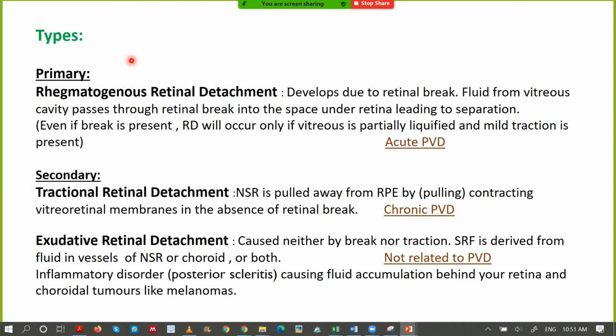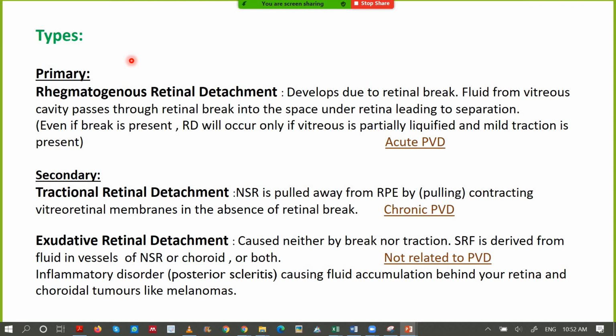The secondary type is due to traction. When there is an elongation of the eye, for example if the patient is highly myopic, that is going to stretch the retina. When there is stretching, there is a pulling of the retina by the vitreous. What will happen here is, just consider the eyeball to be a balloon. When you pour in more water, it is stretching.